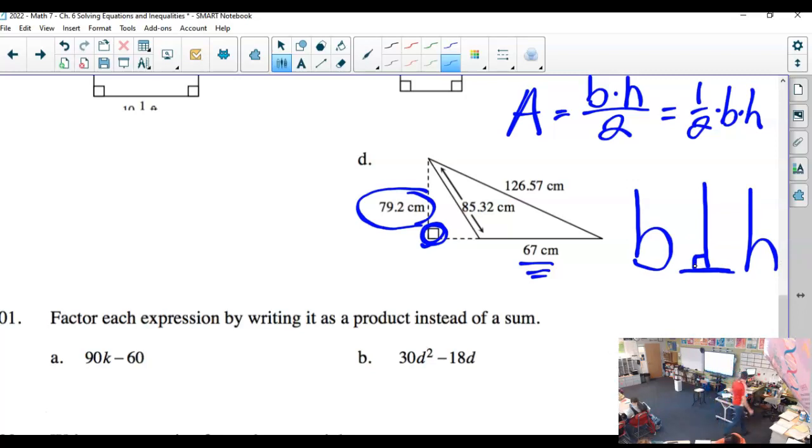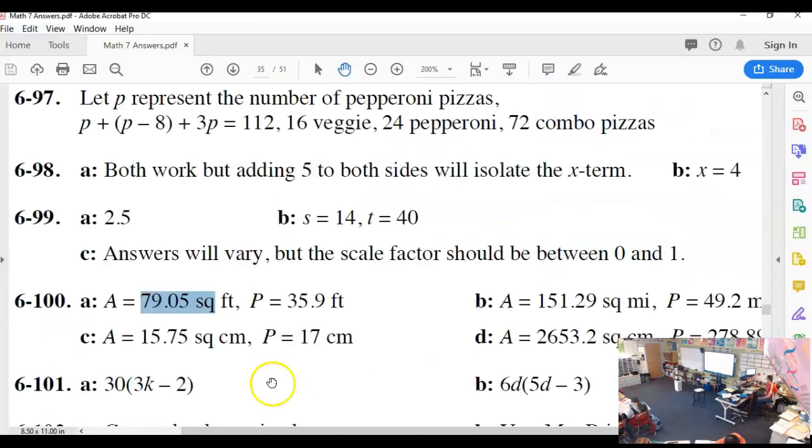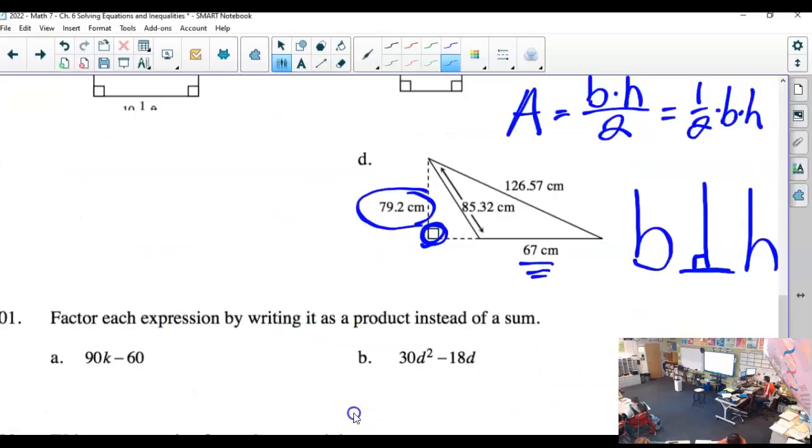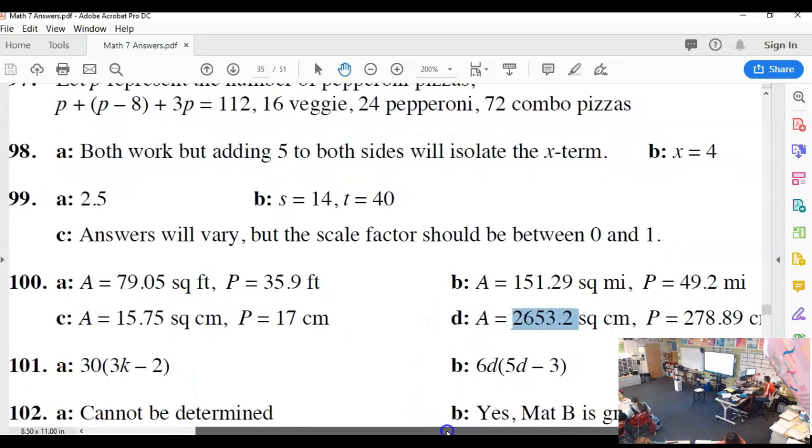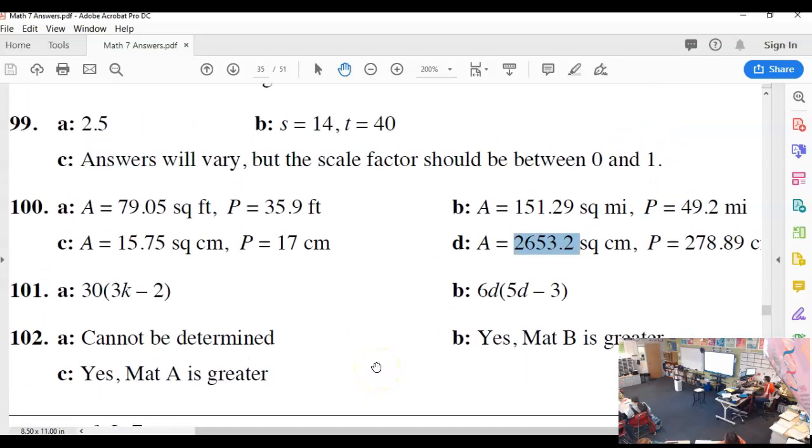I'll go back to the key. So for C was 15.75. For D, for that triangle, 2,653.2. We got bigger numbers there, I believe. Yeah, 67 times 79. That's really big. Even when we do half of that, it's still real big. And then scooching over so you can see the rest of the perimeters. And then scrolling down so you can see up through 102.